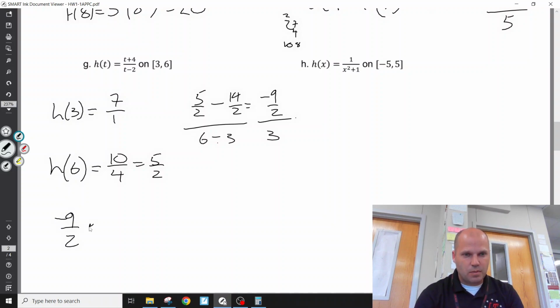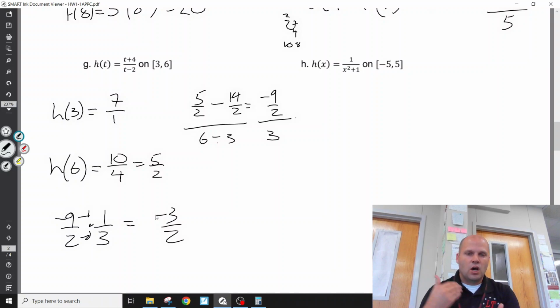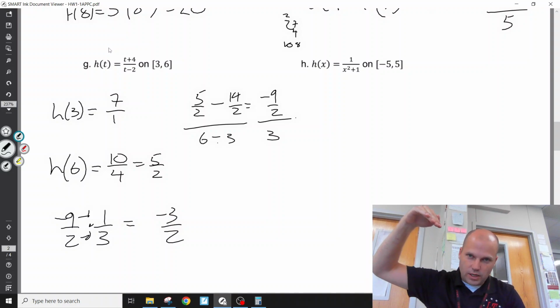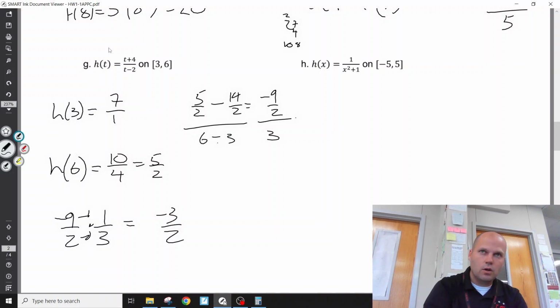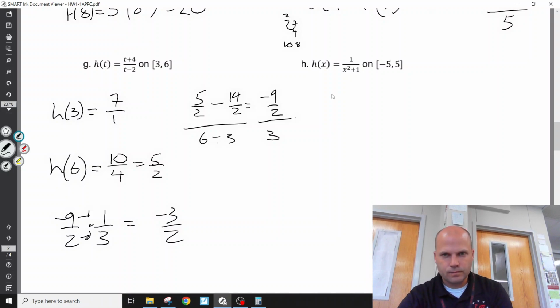Division is the same as multiplying by the reciprocal. You could multiply straight across or divide the top and bottom by 3, canceling the 3, turning the 9 into a 3. Negative 3 halves. On average, h is decreasing. It's going down. I think for you guys it looks like this. It's going down 1.5 y's per x. Cool. Where did I come from? Where am I going?